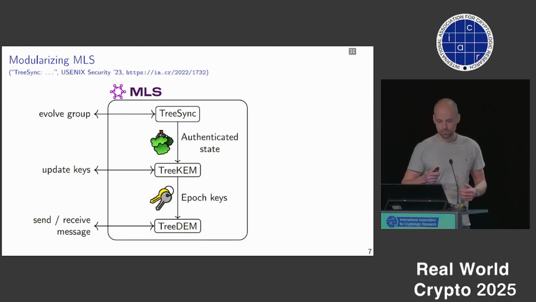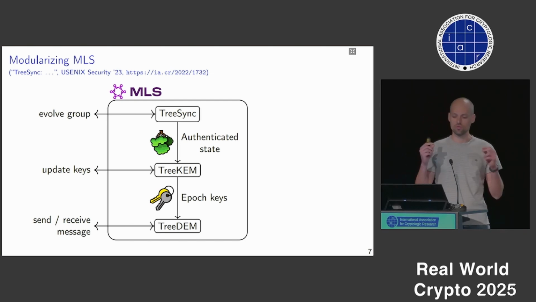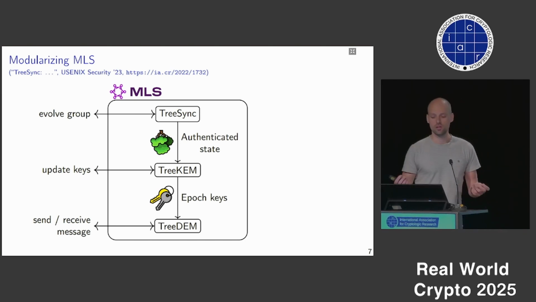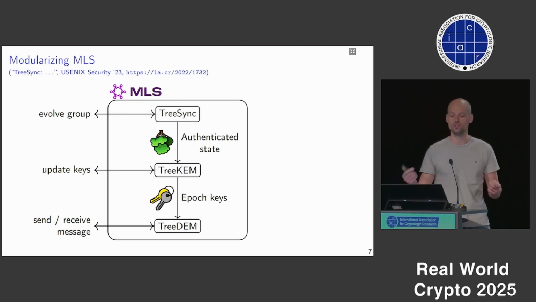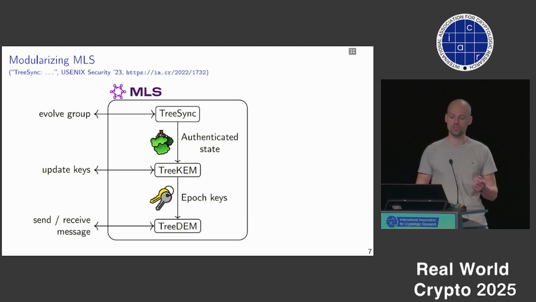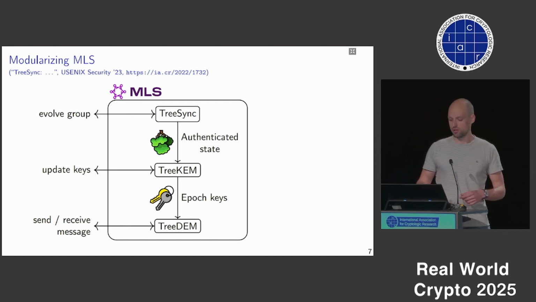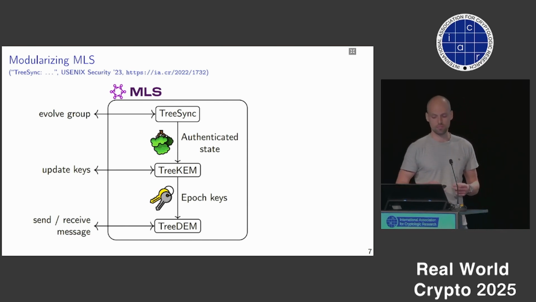So in our modularization, TreeSync is in charge of group evolution. That is, throughout the lifetime of a messaging group, participants can leave and join a group, and TreeSync deals with that and maintains an authenticated state, which internally is a tree that apparently grows upside down, and gives this state to TreeKEM.